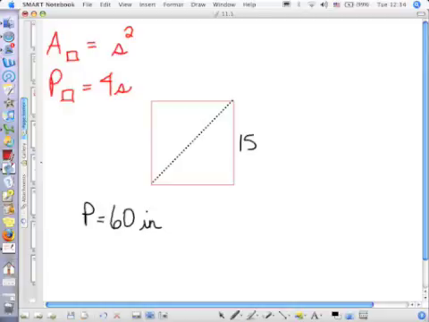How do I get 15? 60 divided by 4. So the sides have a length of 15. Now I can find the area. 225. 15 squared. All right? That's one variation of how I can ask you to find area. Here's another one.